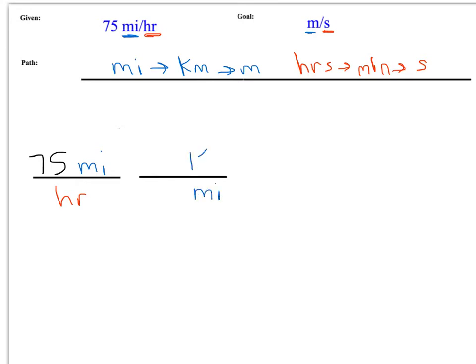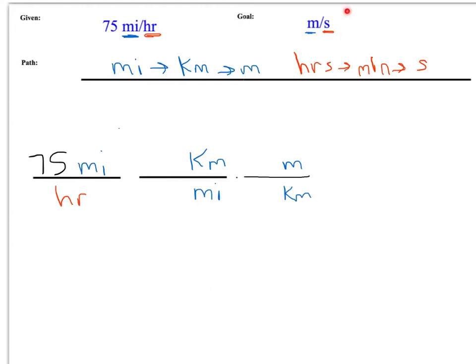I'll go to kilometers. And since I'm not finished, I'll draw another fraction line, and I'll go from kilometers to meters. So at this point, I've successfully converted miles into meters, and if I look at the conversion, I've canceled out miles, I've canceled out kilometers, and I'm left with meters over hours.